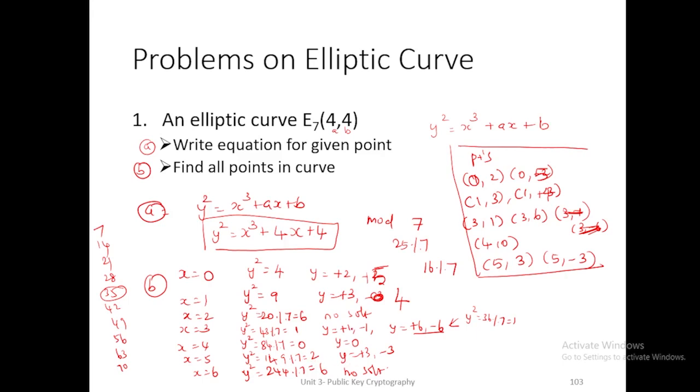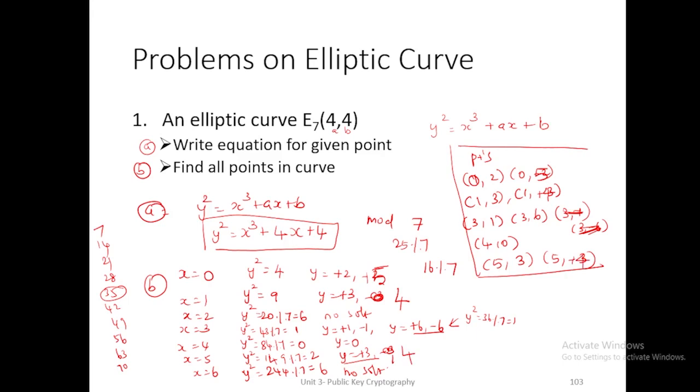So for the remainder 2, if the value is 9, 9 mod 7 is also 2. So the possible value is 3. If it is 16, 16 mod 7 is also 2. So there may be the possibility of 4. So for 5, 5, 3 or 5, 4 is also possible.